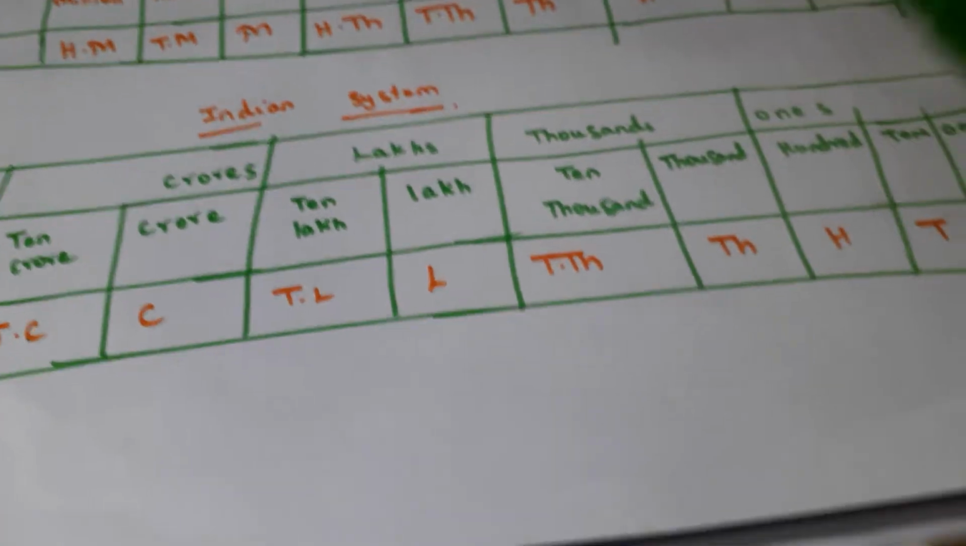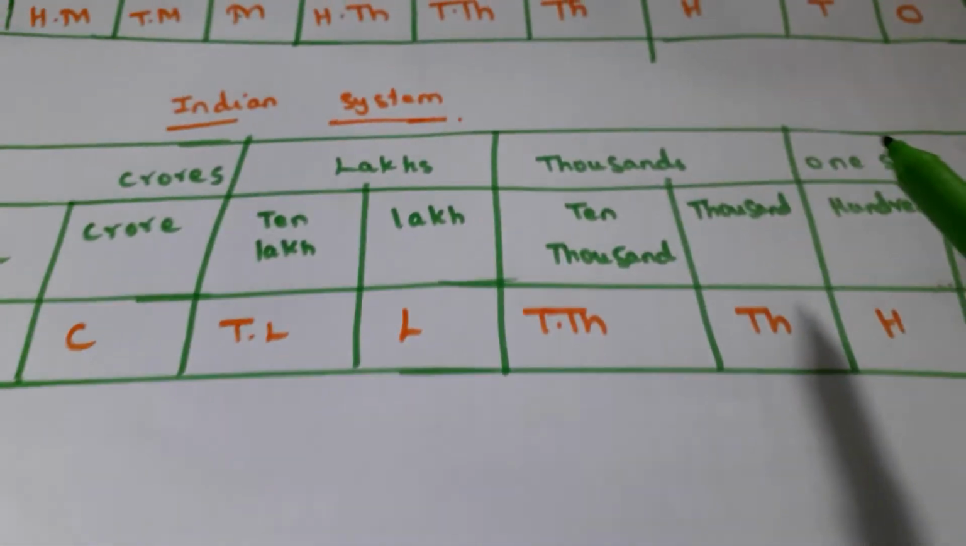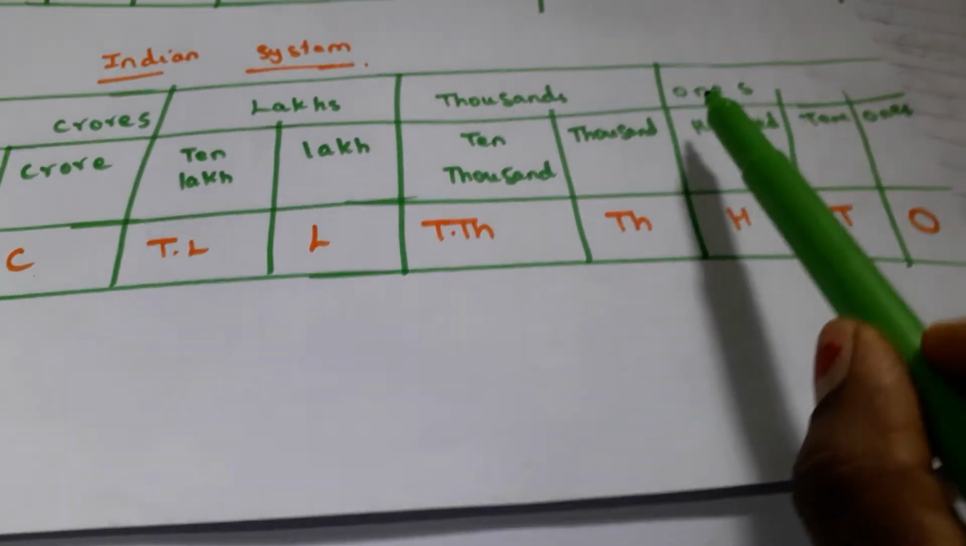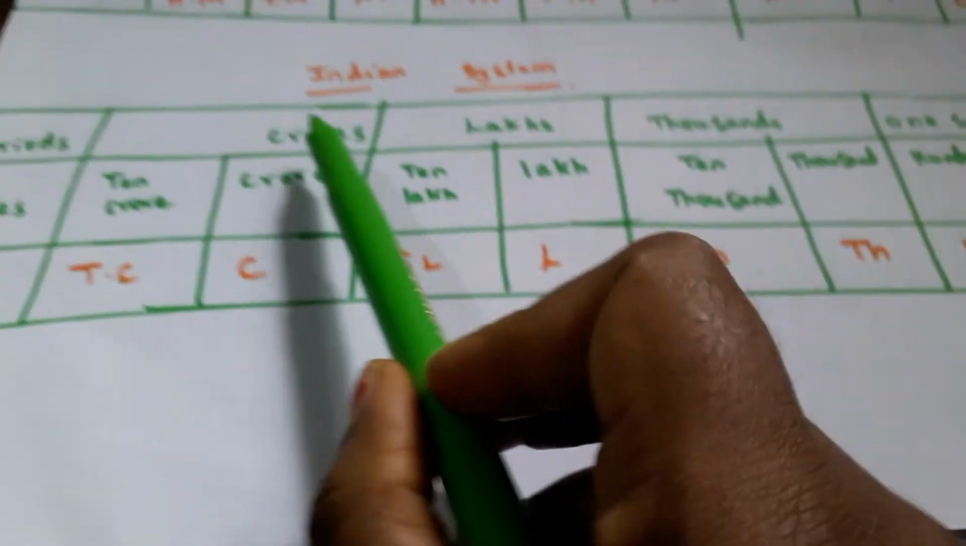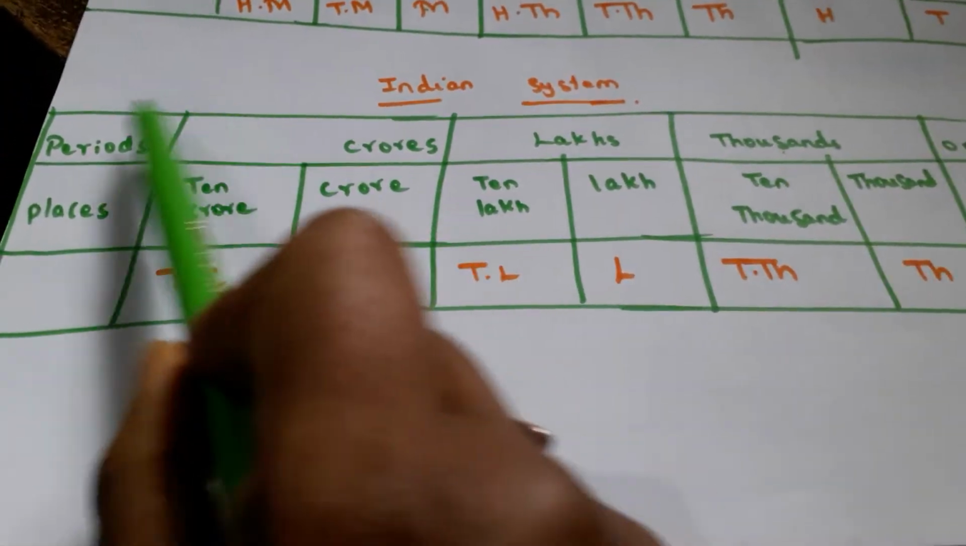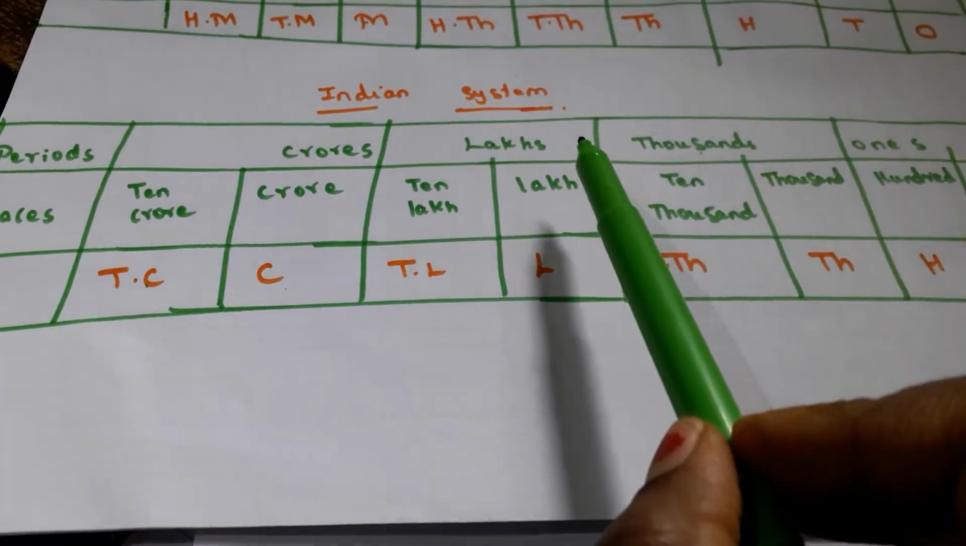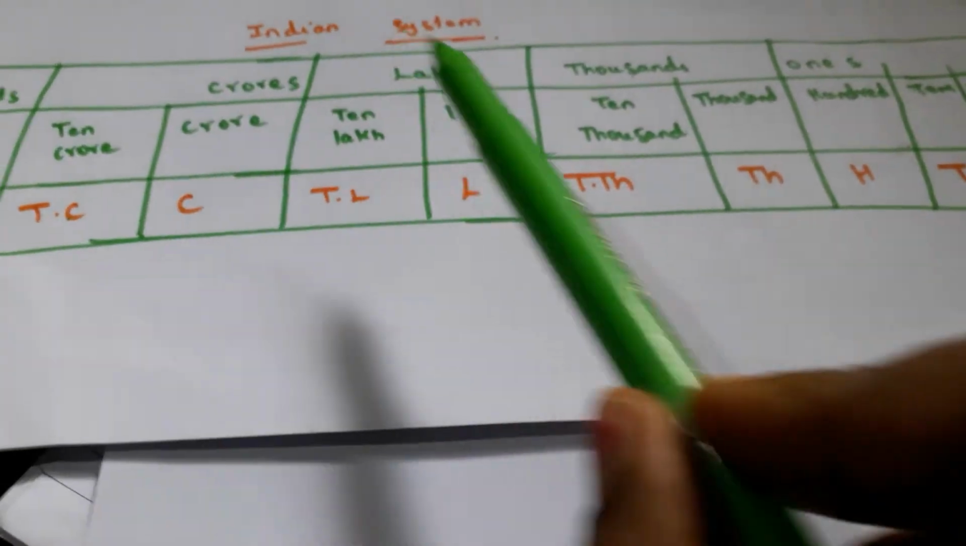Now I have here my Indian system, as you all know. This is my ones, thousands, lakhs and crores. These I call periods. My ones, thousands, lakhs, crores are my periods. Next I have my place values. So what are my place values?